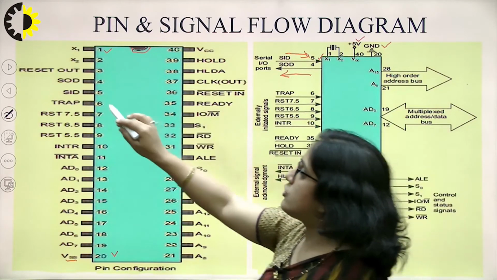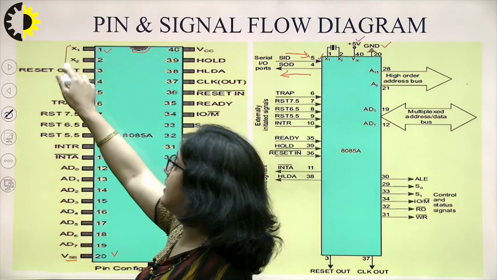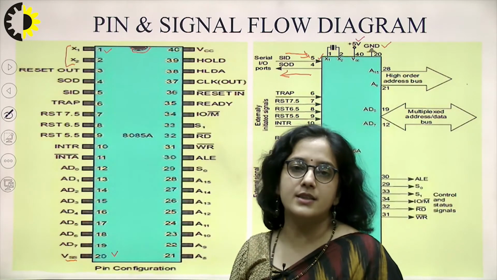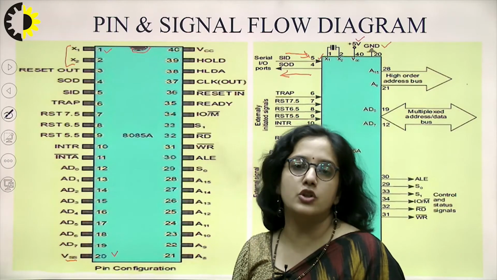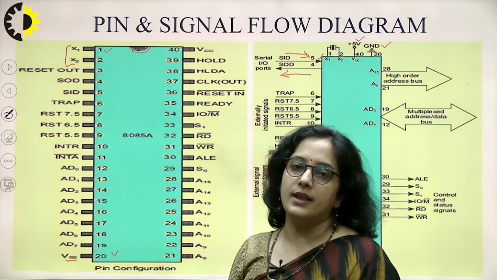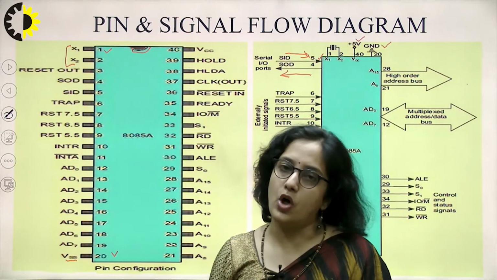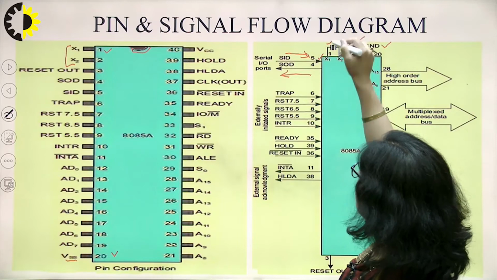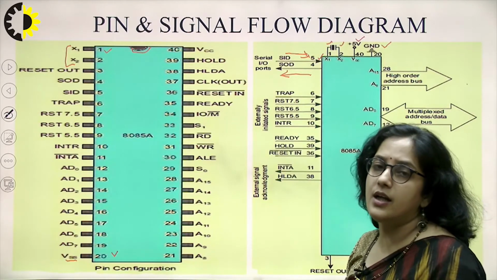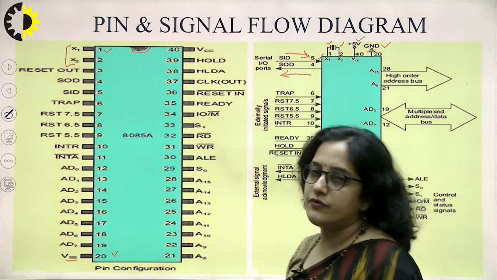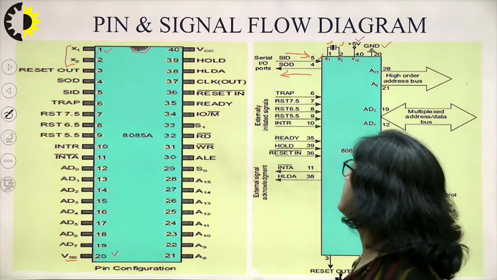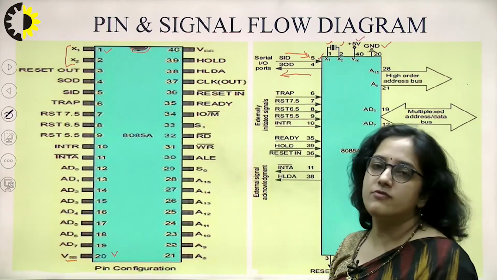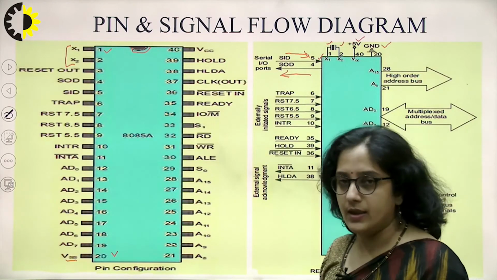X1 and X2, these two pins are used to connect the crystal. As I told you, the 8085 microprocessor needs a clock frequency of 3 megahertz, so we need to connect a crystal oscillator which generates the clock. Here, at pins 1 and 2 of this group, we connect a crystal. This crystal is of 6 megahertz. We will see why it is 6 megahertz, but it will provide us a frequency of 3 megahertz inside.